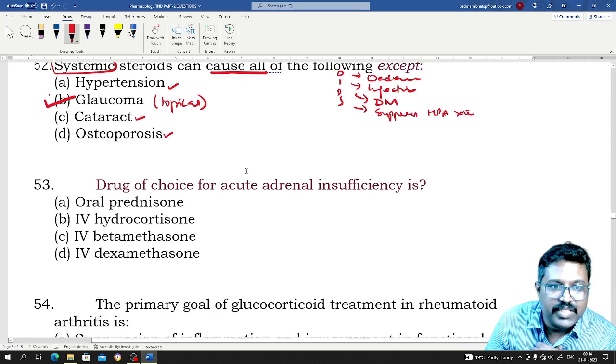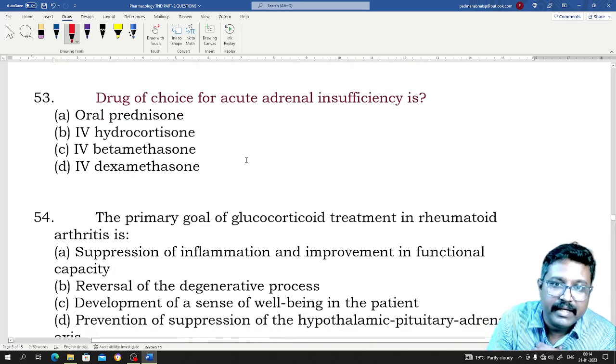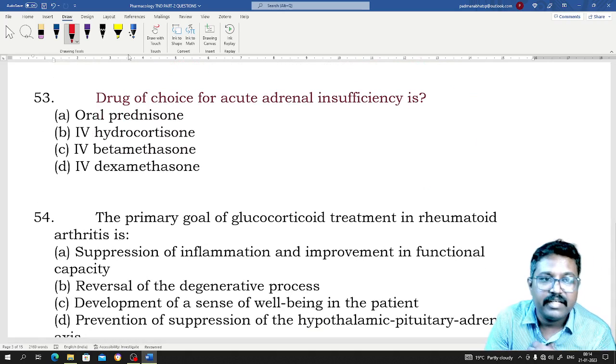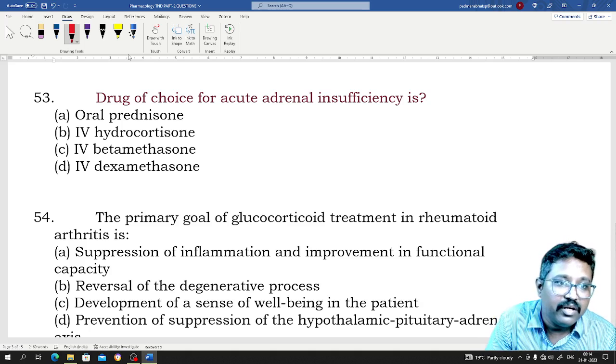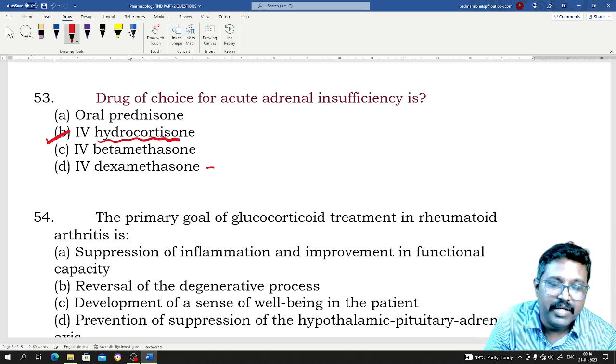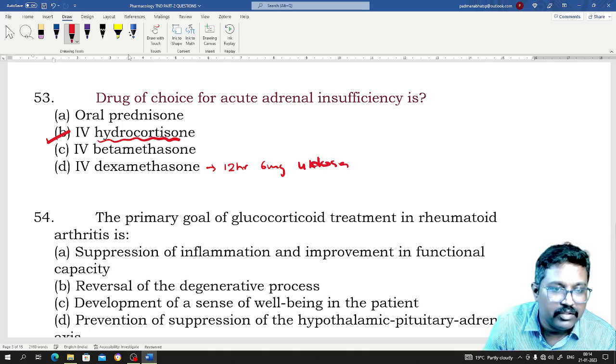So next, coming to the question, which is the drug of choice for acute adrenal insufficiency? Again a direct question, the drug of choice will be your IV hydrocortisone. So where did we see the dexamethasone? In premature delivery, premature conditions, to increase the fetal lung maturity, you are using 12 hourly 6 milligram, 4 doses. Is that clear? Okay.